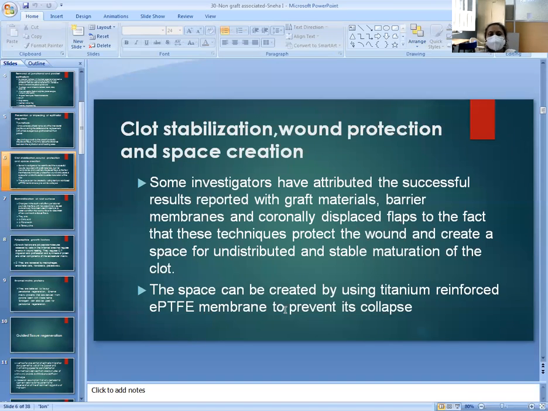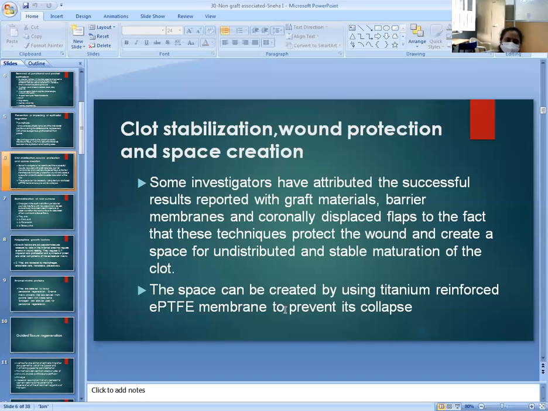The basic aim of our regenerative procedure is mainly to stabilize the blood clot. After removal of the granulation tissue, whatever bone defect is there, we want to clean that area. Then whatever bleeding occurs, we want to stabilize that clot. The wound should get protected, and space should be created for new bone forming cells or new periodontal ligament forming cells.